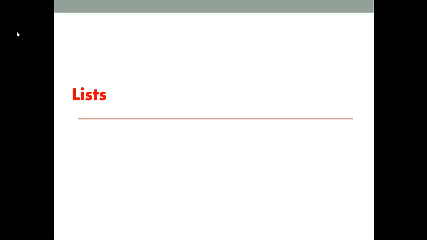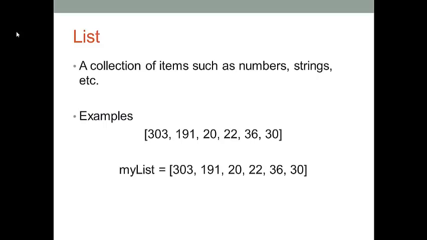Hello everyone, let's talk about lists in this lecture. A list is a collection of items such as numbers or strings. This slide shows you an example of a list. I put 6 numbers together into a group. Then this group is called a list. If I give this list to a variable, then basically I created a list type variable in Python.